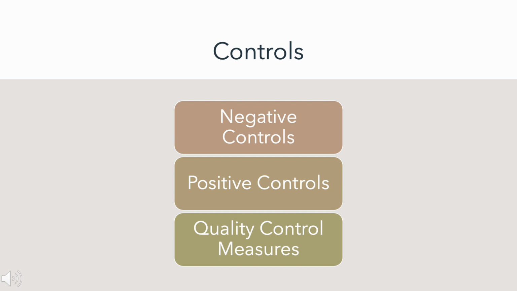Next, when looking at controls for pluripotent stem cells, there are negative controls, positive controls, and quality control measures. Negative controls include cultures without stem cells to ensure that the observed effects are due to the presence of the stem cells and not due to other factors. Positive controls include cultures with known outcomes to validate the efficacy of differentiation protocols, and quality control measures include regular assessments of cell identity, genetic stability, and sterility.